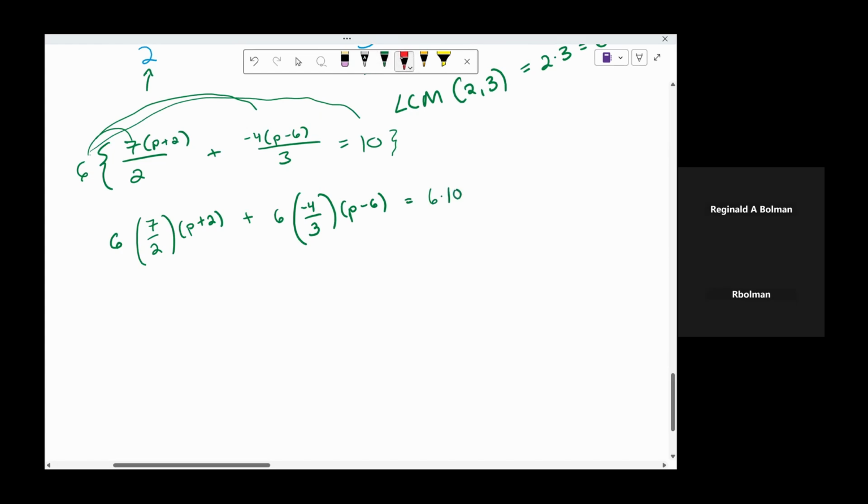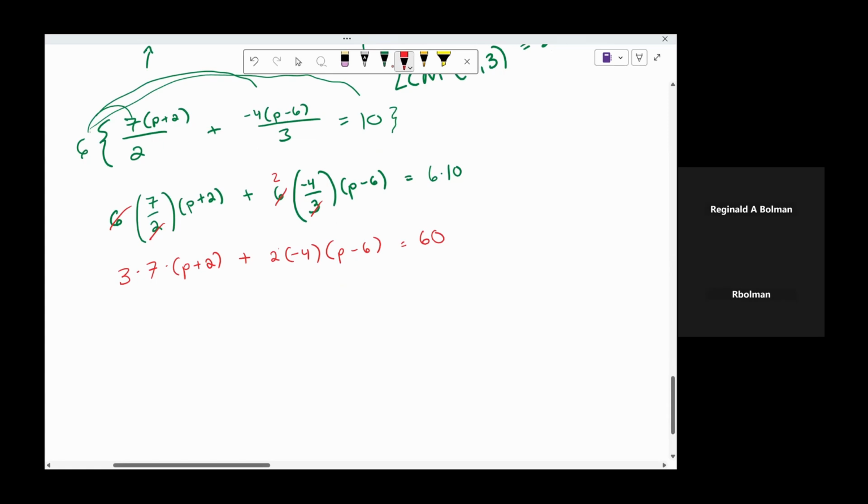So at this point in time, 6 will divide out with 2. 6 divided by 2 gives you 3. So this will be 3 times 7 times the quantity p plus 2. And over here, 6 will divide out with 3, leaving 2, and 2 times -4 is what we're left with. On the right-hand side of our equal sign, 6 times 10 is just 60. But you'll note that 3 times 7 is 21. So we have magically reworked the entire equation where now we don't have any fractions.